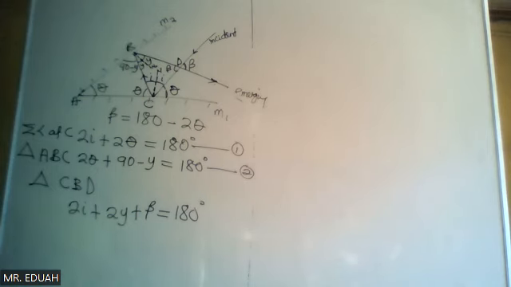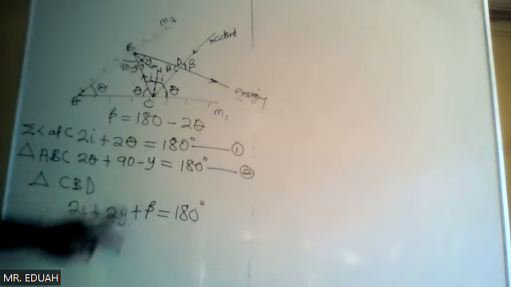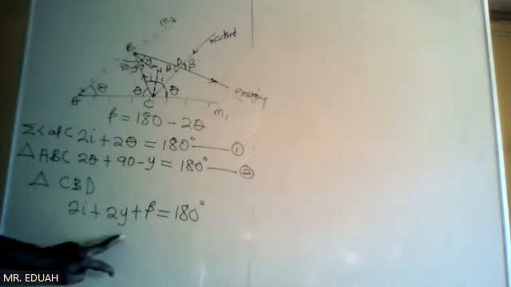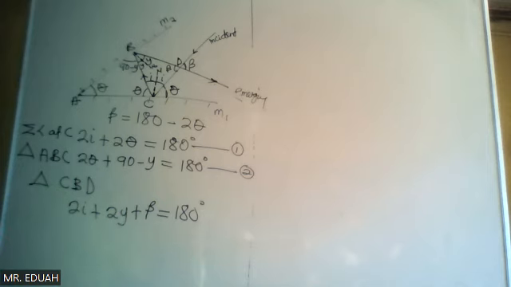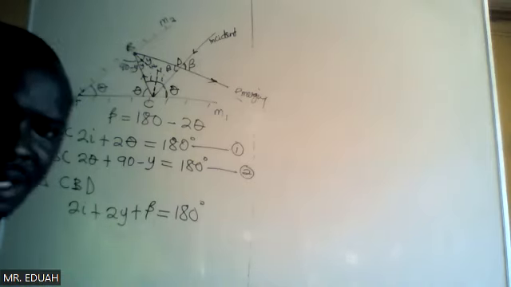So when we make y the subject here and substitute into this relation, we can eliminate y. All that we are doing is eliminating the variables.